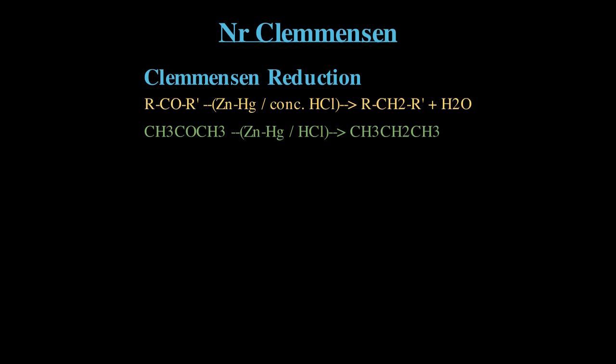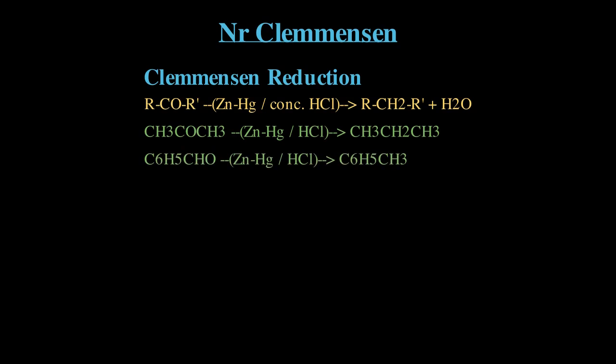Its job is simple but important. It completely reduces the carbonyl group of an aldehyde or a ketone to a methylene group, that's a CH2 group. In other words, C=O becomes CH2, turning a carbonyl compound into an alkane. The reagents for this transformation are a zinc-mercury amalgam, written as Zn-Hg, and concentrated hydrochloric acid, HCl. For example, if we take acetone, CH3COCH3, and treat it with the Clemmensen reagents, we get propane, CH3CH2CH3, plus water. Another example, benzaldehyde can be reduced to toluene.